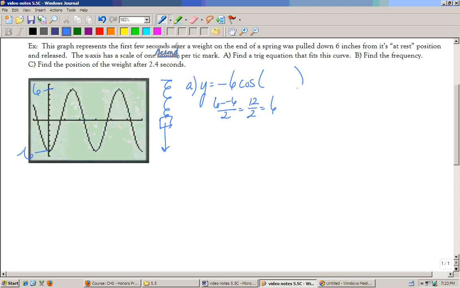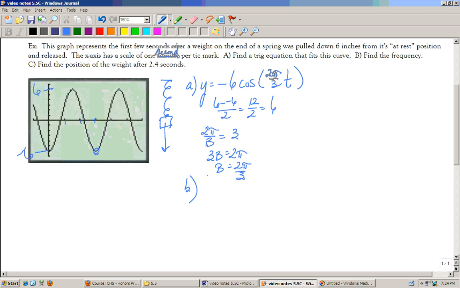Now for the b value inside the parentheses, remember 2 pi over b is equal to the period of the function. The period of this looks like it takes 1, 2, 3 seconds to complete the graph, so that's going to be equal to 3. When we solve this, 3b equals 2 pi, or b is equal to 2 pi over 3. So we can plug that into our function, and that completes our cosine function to fit this graph.